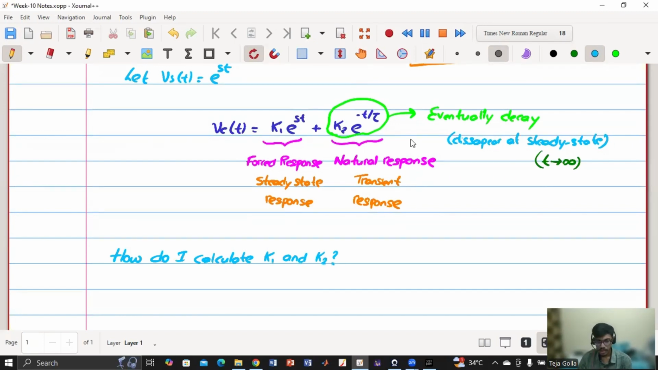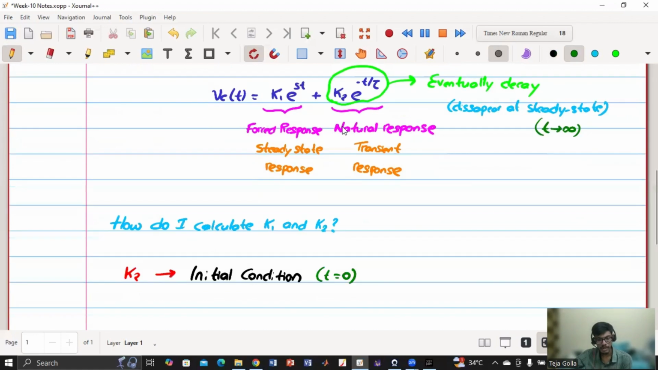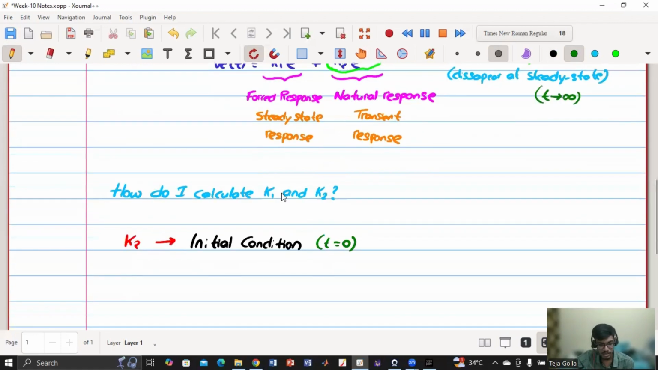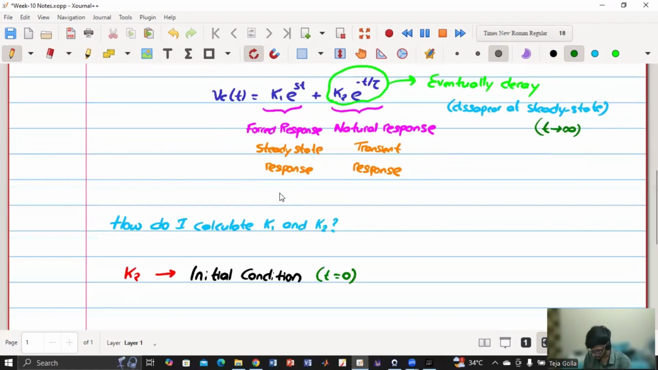First, K2 is very easy, so let us start with K2. For calculating K2, we have to use the initial condition. Because we know the initial condition, we substitute t equal to 0, and in terms of K1 and K2 we will get one equation. Actually, we will get two equations.